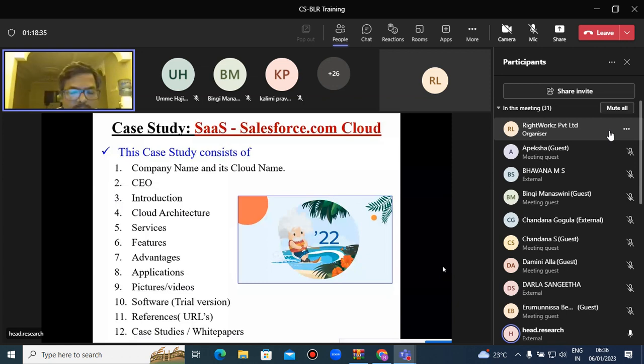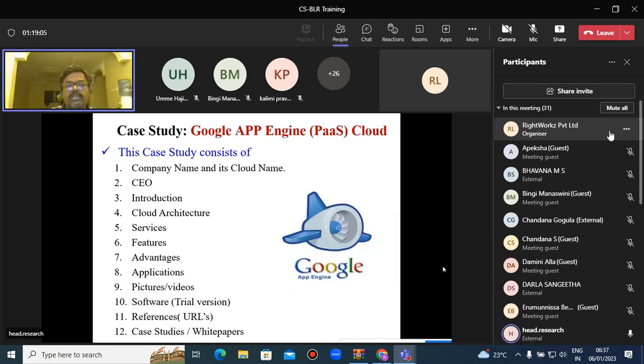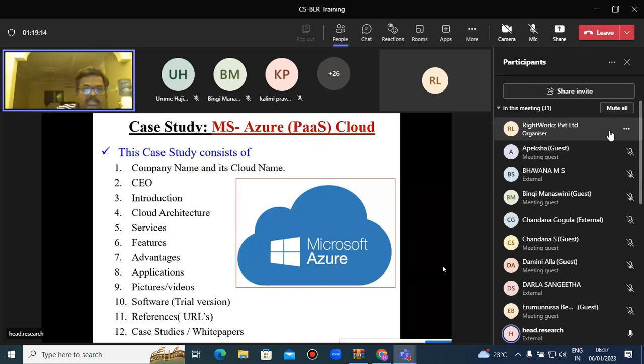I am going to give you homework for students called Software as a Service Cloud. It consists of 12 points, and it is for a famous application as a service. Whereas Google App Engine is a platform as a service cloud. It is a very famous cloud, Google App Engine, or MS-Azure, or IBM Bluemix Cloud. This is a case study, one more platform as a service cloud.